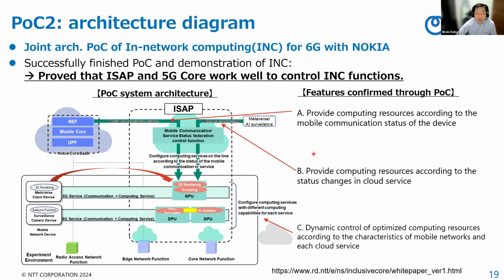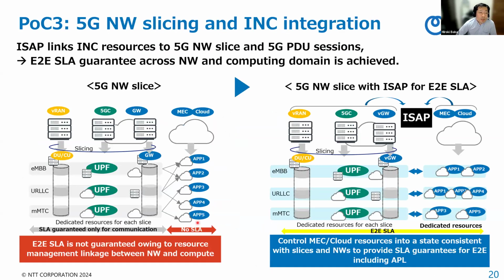One is that computing resources are allocated in accordance with the mobile communication status of the device. The second is that computing resources are allocated according to service status changes in the cloud. And the last one is the dynamic control of optimized computing resources according to the different characteristics of mobile networks and application services. In this Metaverse case, GPU is used, but in the AI analysis case, DPU and GPU are allocated in an on-demand manner.